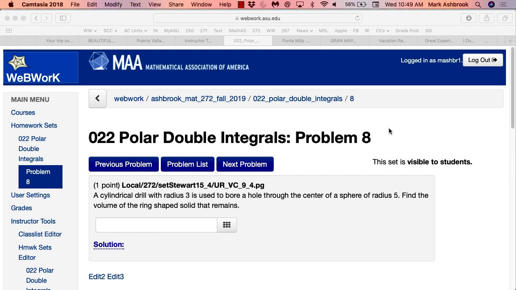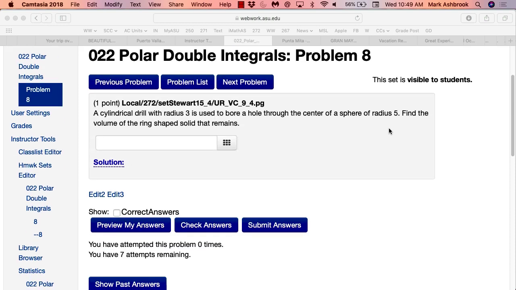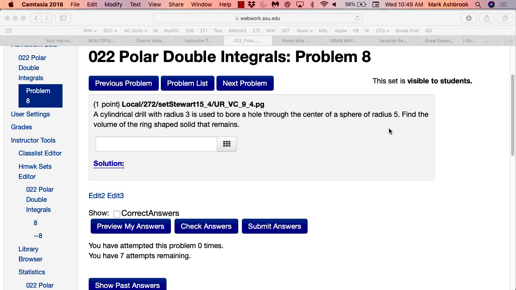So we have a cylindrical drill with a radius of 3 to bore a hole through a sphere of radius 5. Find the volume of the ring-shaped solid that remains.